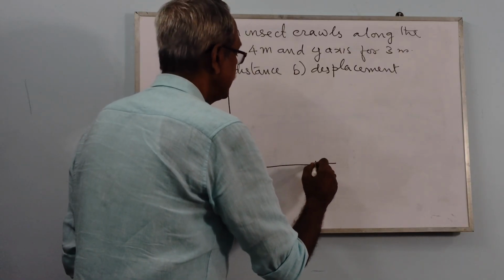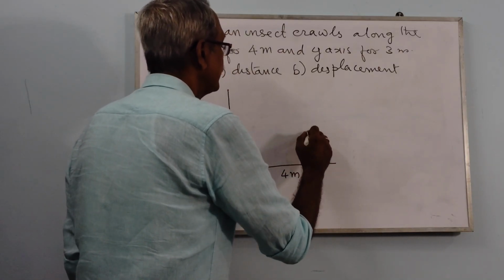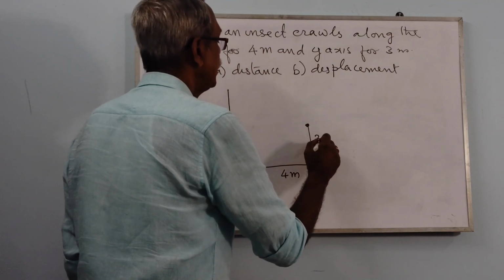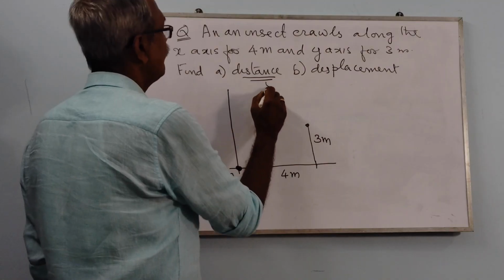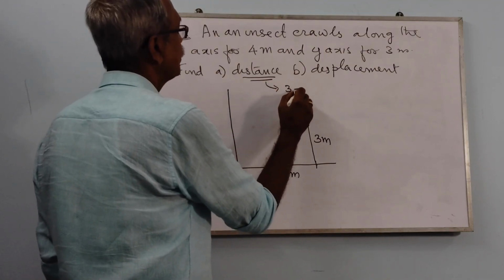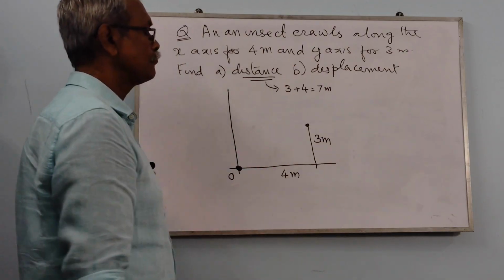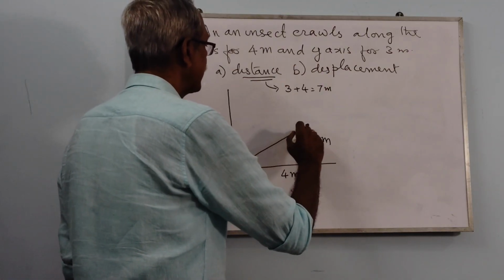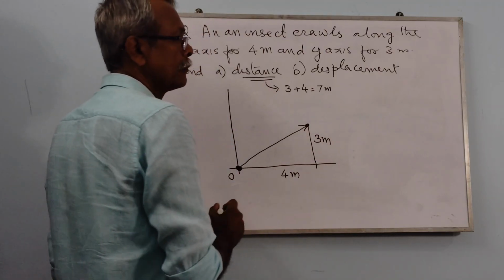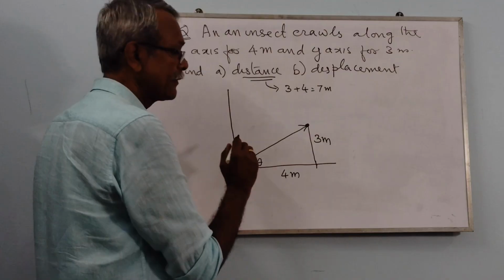Then this distance is given to be 4 meter. This distance is given to be 3 meter. Therefore, the distance travelled will be 3 plus 4 equal to 7 meter. Displacement is this vector. It's directed at an angle theta to the x-axis.